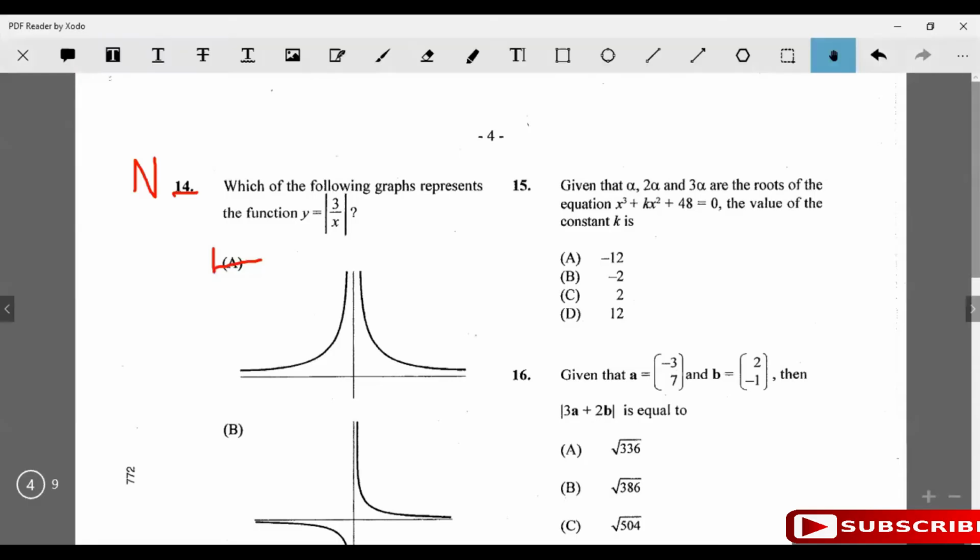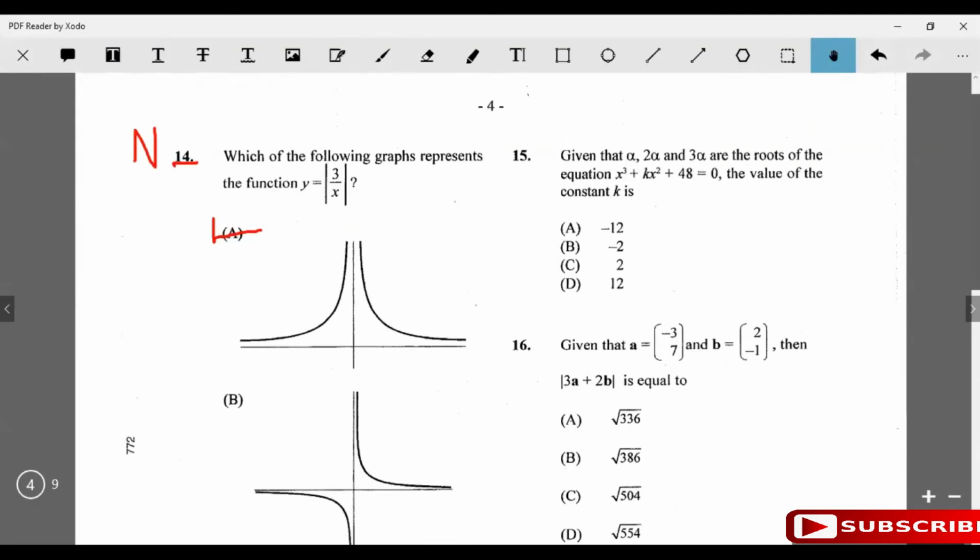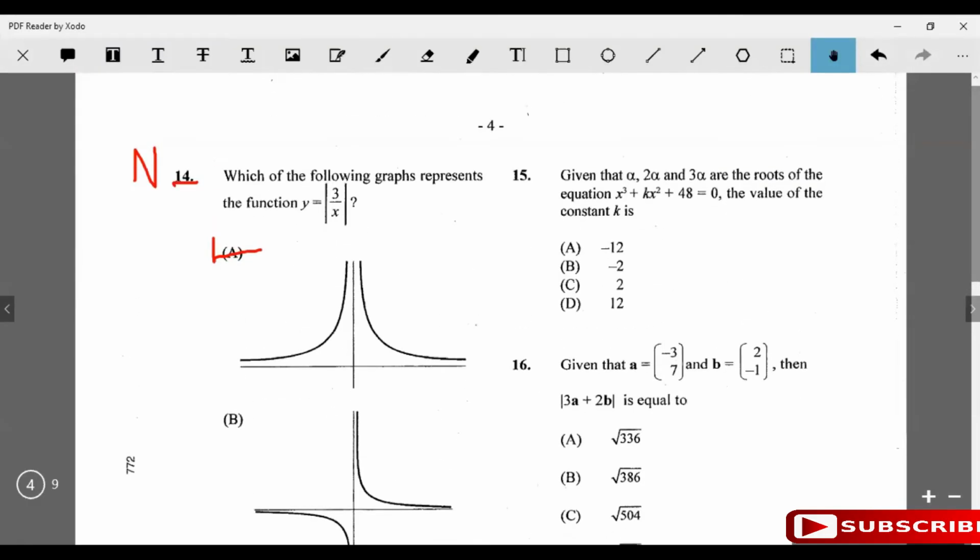So this is a new question as well. This is the 6th new question. New question, but it is easy. Soft.